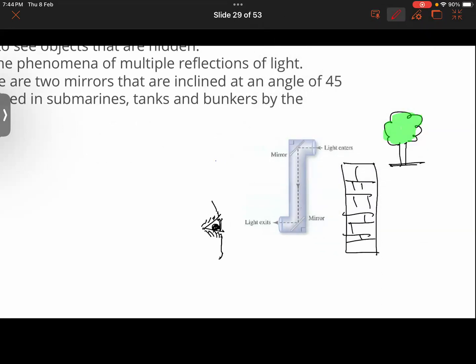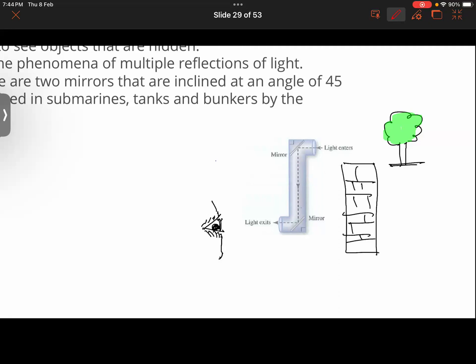Right now, we are understanding about some of the application of multiple reflections. We have a periscope here. So now, let's try to understand the working of this. Suppose there is a tree behind a high wall, which we cannot see directly. However, we can see this tree with the help of a periscope. This long tubular structure, that is a periscope, and this can be done in this manner.